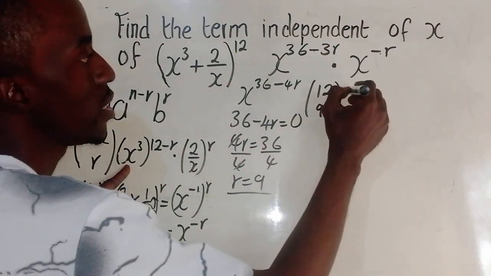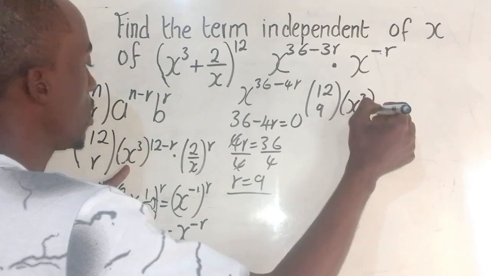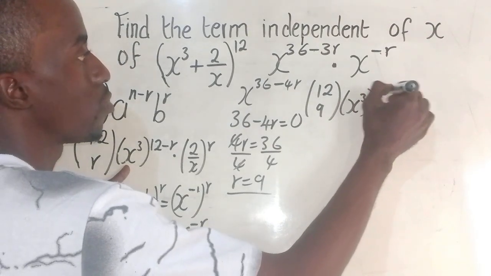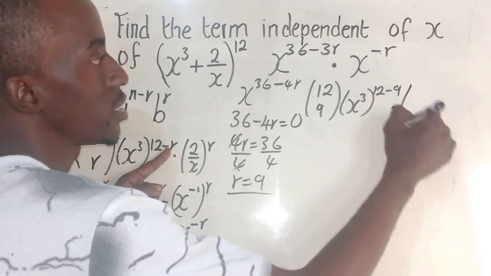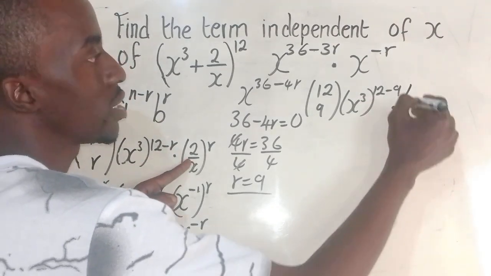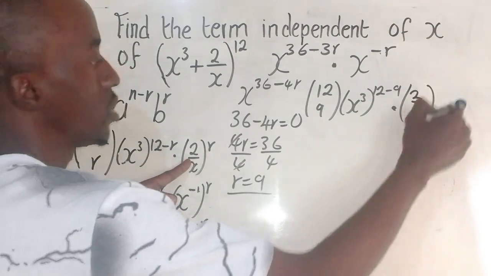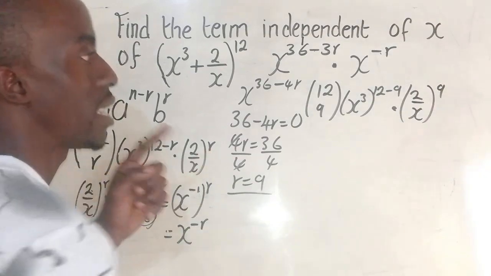Then you say open. So x to the power 3. And then we say 12 minus 9. Here now we put 9. You put a dot product. And then here again, there is what? 2 over x raised to the power 9 there.